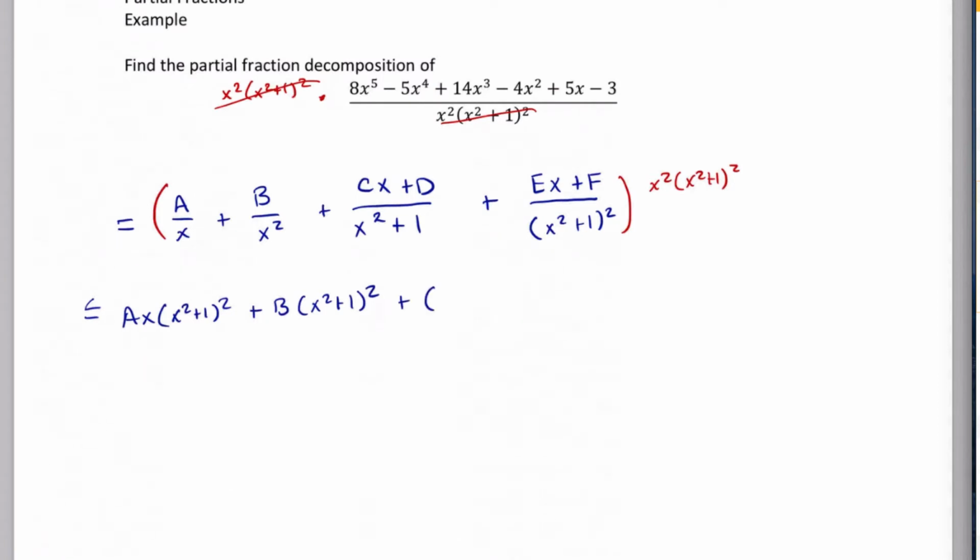Now, it's cx plus d, that whole numerator, that whole linear factor, so make sure you put it in parentheses. A lot of times students forget to put that in parentheses, and then they forget to distribute, and that messes them up, so don't make that mistake. But that's going to cancel with one of those x squared plus 1 factors, and then plus, again, ex plus f, again making sure that linear factor is in parentheses. But the irreducibles are going to completely cancel, and that leaves me with just an x squared.